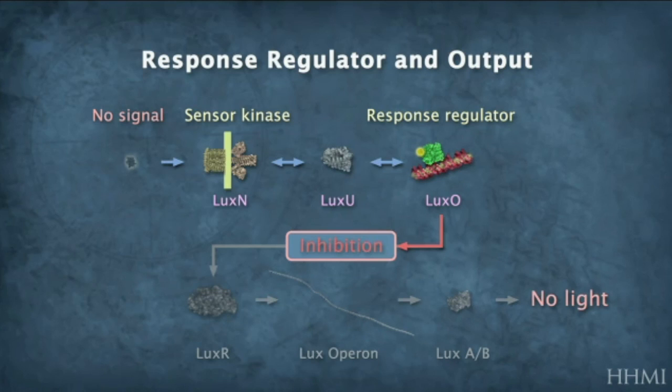In our little example of bioluminescence, that means that the Lux, that's luciferase, the Lux Operon, so the piece of DNA that encodes the enzymes that produce light, don't get transcribed. There's no LuxAB protein, those are the enzymes that make light, and so there's no light, right? So low cell density, there's no LuxR, there's no quorum sensing, there's no light.